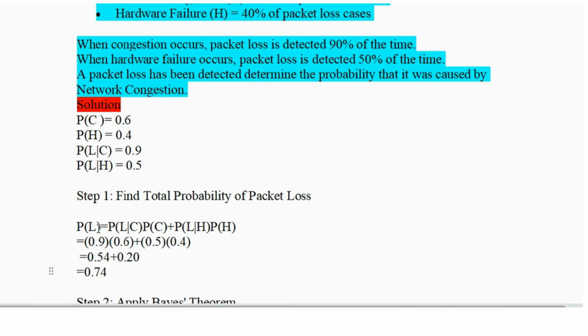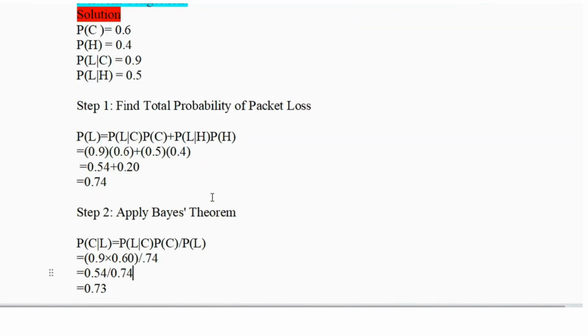So according to the total probability theorem, probability of loss is nothing but probability of loss given that there is a congestion times probability of congestion, plus probability of packet loss given there is a hardware failure times probability of hardware failure. All the values for the terms here, we have. So just put them inside the formula, multiply, and you'll get the answer. Once we are done with total probability, it will come as the denominator for your Bayes theorem. Here you are asked to find congestion given packet loss. So according to Bayes theorem, it is loss given congestion times probability of congestion divided by the total probability. Again, all the values are here, and the probability of packet loss we found to be 0.74. On normal algebraic operations, you get the answer as 0.73.